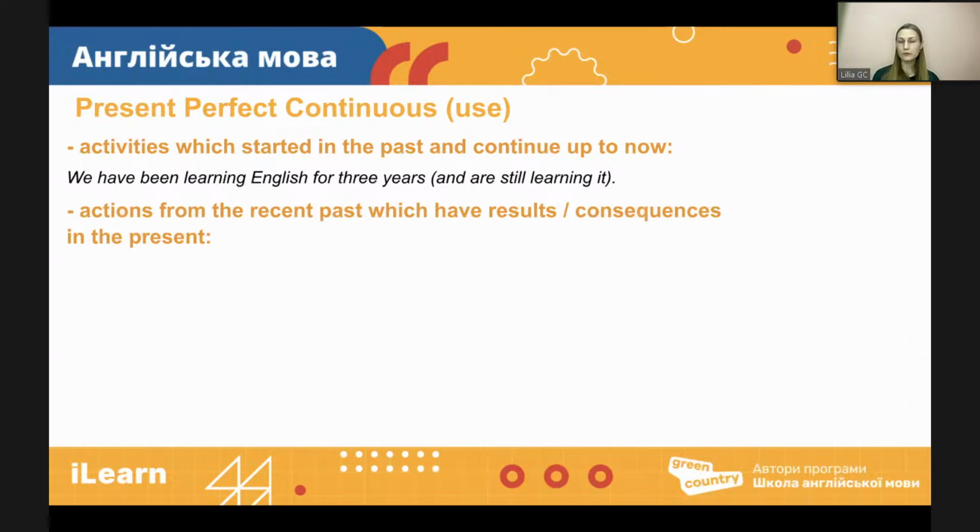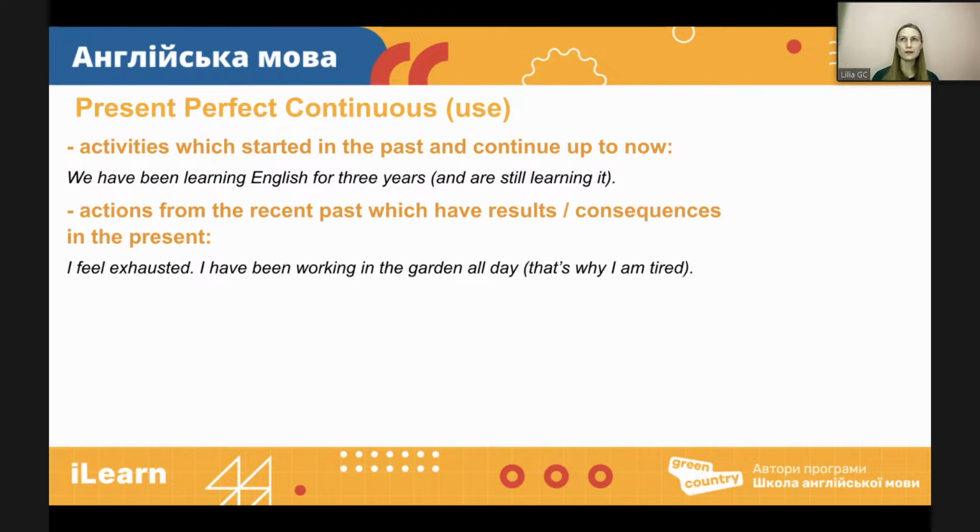Or it can be some action from the recent past, which also has some results or consequences in present. So, again, not clear results, but more like side effects of some action. For example, I've been working in the garden all day. And I don't mark some results like I have planted many plants or I have cleaned the grass, but I have a side effect. I feel exhausted. It is definitely not the result I wanted to achieve, but it's some side effect I have.